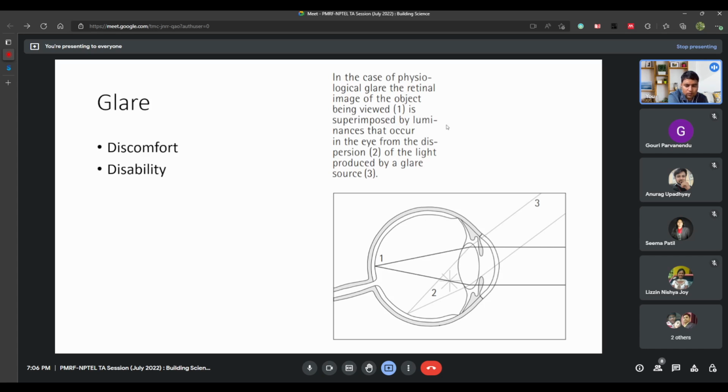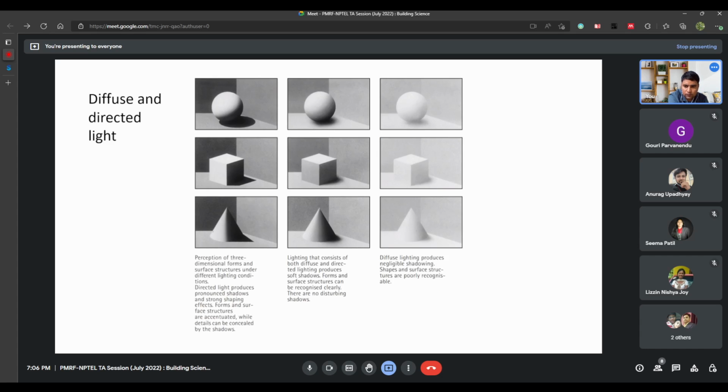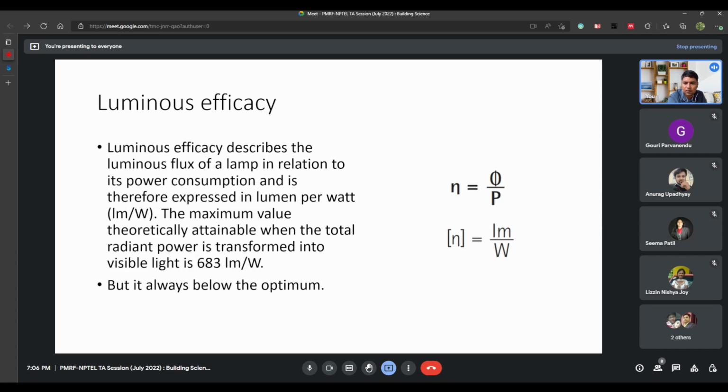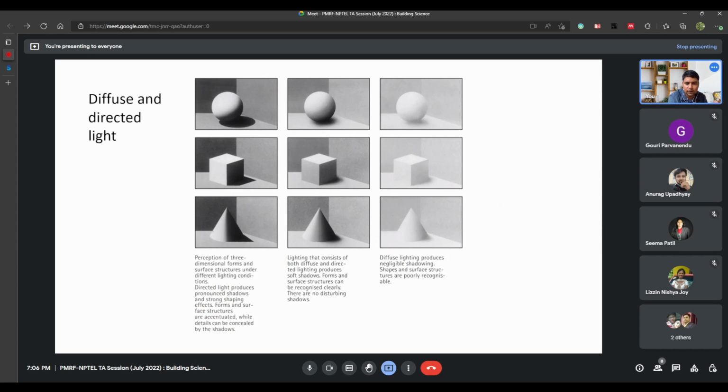And we also look into the concept of glare, where glare is a lighting defect we try to avoid. Some things are not covered in the whole portion, but I'm just trying to give some more understanding in terms of lighting, how you utilize it.